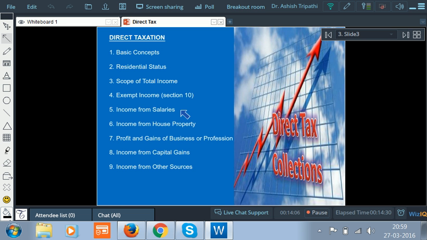So under direct tax, we have only 5 sources of income or 5 heads of income. The first one is income from salary. Second one is income from house property. Third is profit and gain of business or profession. Fourth is income from capital gain. And the fifth one is income from other sources. So what exactly we have to do?